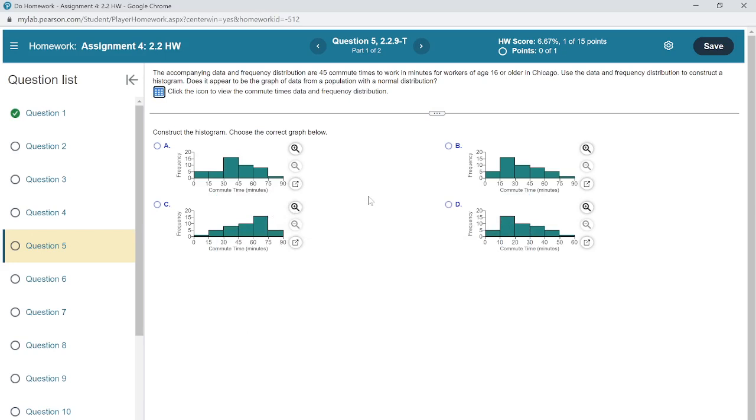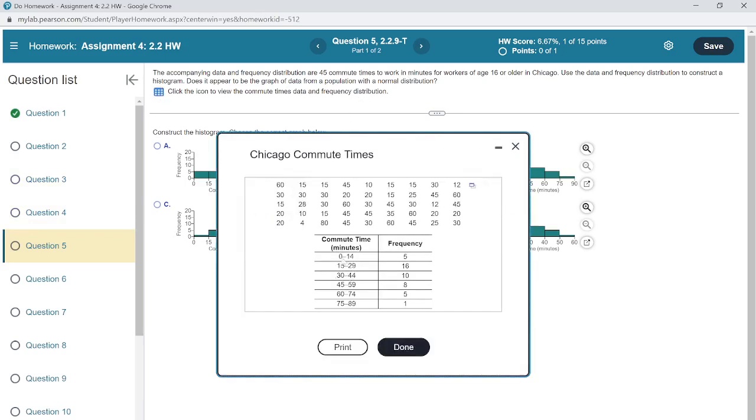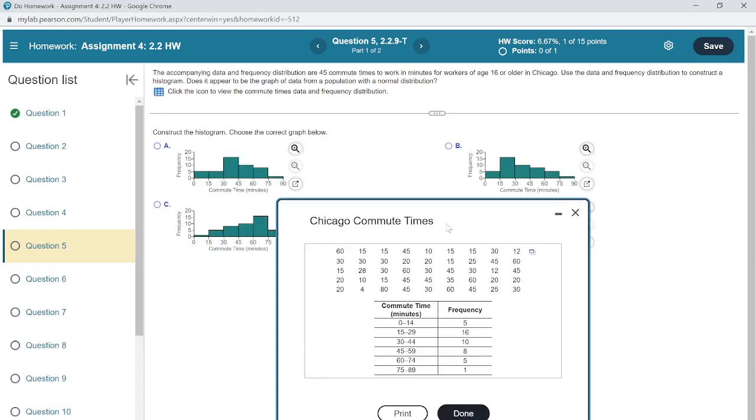We need to find out which one is the right option, and does it appear to be the graph of the data from a population with a normal distribution. Based on the histogram we need to find out whether that is a normal distribution or not. Look at the values from 0 to 14, 15 to 29. So this is the class interval.